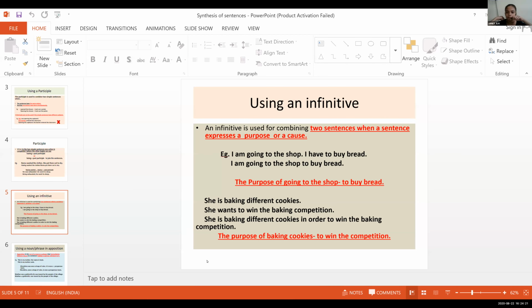Clear? Yes, ma'am. The most important point you should remember when you combine two simple sentences using a to-infinitive form is that any one of the sentences must express a purpose or a cause. In the first sentence, the purpose of going to the shop is to buy the bread. In the second sentence also, there is a purpose for the lady to bake different cookies, because she wants to win the baking competition. Am I clear, guys? Yes, ma'am.